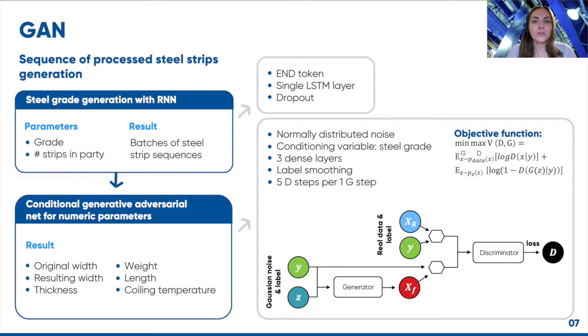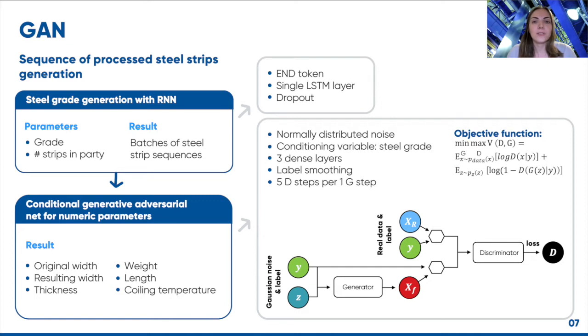Also, the features of the strips, namely coiling temperature, width, and thickness, define the maximum possible speed of pickling and determine times of several technological processes on the pickling line. By now, it should be clear that we needed to generate tabular data, which at the same time has sequential properties. We broke the task into two subtasks.